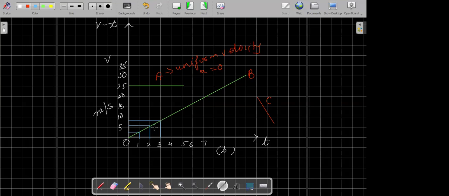So we observe that the velocity is changing with time. When the velocity changes with time at a constant rate, or by an equal amount, we say that it has a uniform acceleration. So graph B represents uniform acceleration.